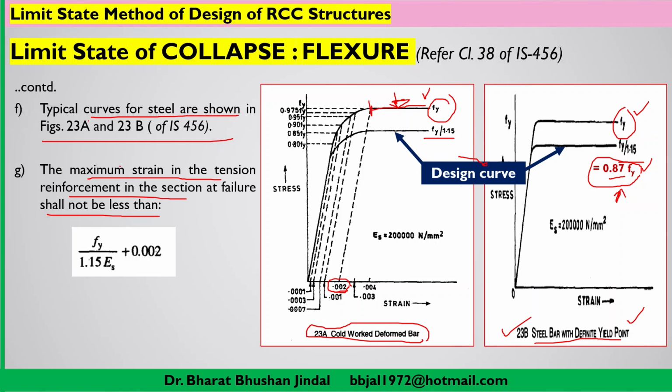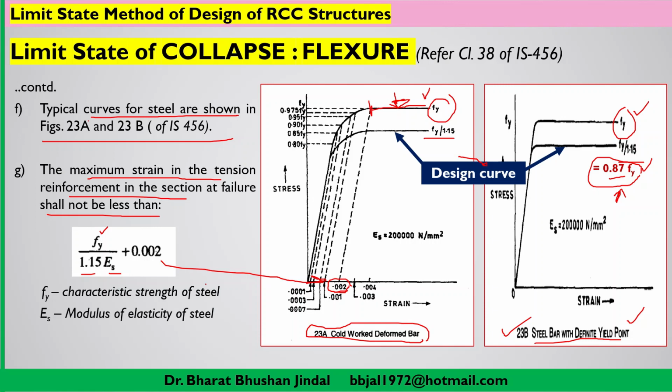Now what the code is saying is that the maximum strain in the tension reinforcement shall not be less than the following. Now Fy by 1.15 we have taken here, that is 0.87 Fy. Stress divided by modulus of elasticity will give you strain, plus this 0.002 which we have taken here. So this much will be the maximum strain. So Fy, you know, is the characteristic strength of steel, and Es is the modulus of elasticity of steel.